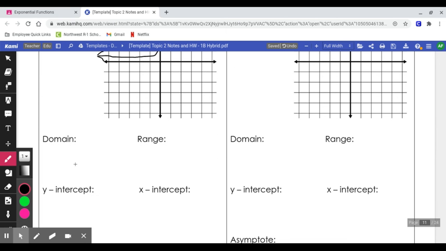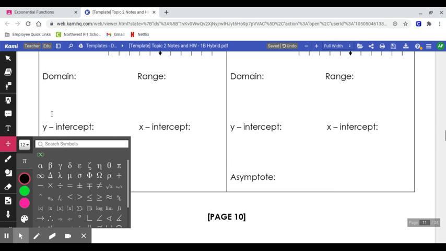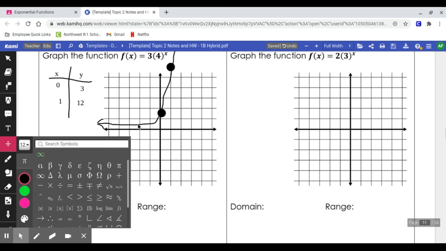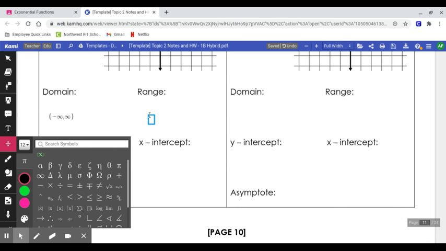characteristics here. Our domain, we already talked about, was always the same. So go to your equation tab. Okay, and it's always negative infinity, comma, positive infinity. Your range is always the same. It's always the positive numbers. It's always up here with the positive. It's not down here with the negatives. Okay, so your range is y is greater than 0.